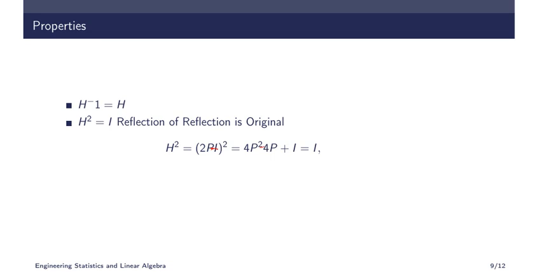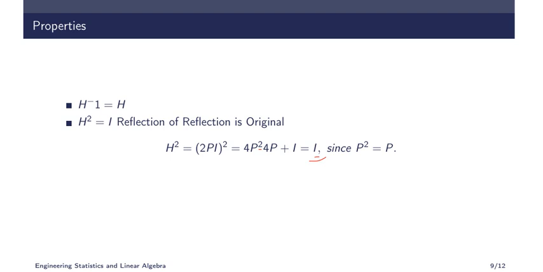So what is P square? P square is equal to P, right? P square is equal to P. So 4P square minus 4P means 4P minus 4P, so 0, plus I is equal to I. So reflection of reflection will be original.